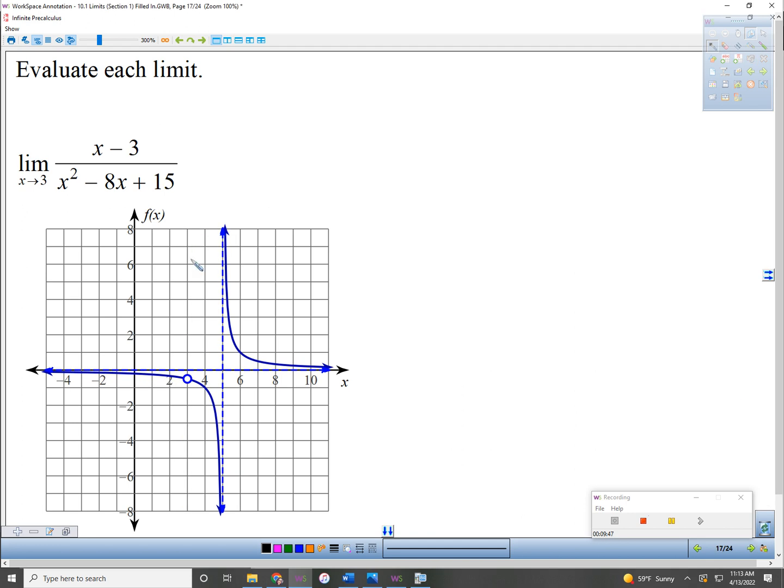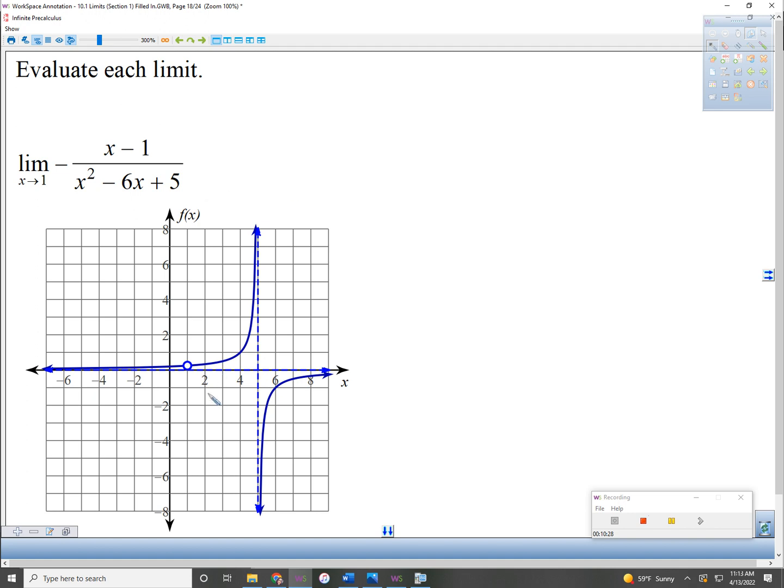All right, so this time we are approaching 3, which is right here. So we won't be focused in on this side. We are focused in right here. So as my graph moves along towards 3, I'm approaching this y value right here. Same thing on this side, approaching this y value right here, which looks to be about a -1/2. So the limit as x approaches 3 of the function x minus 3 over x squared minus 8x plus 15 is equal to a -1/2.